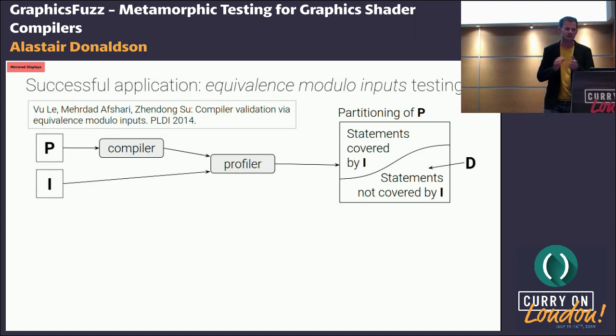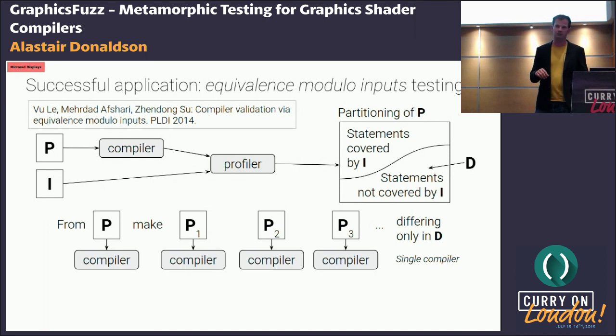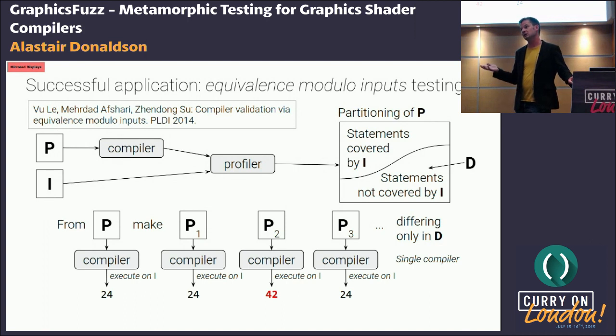So if we call the statements that are not covered by I D for dead, so they're not globally dead, they're dead with respect to I, can't reach them. We can then do something quite neat, which is from the program P, we can make a whole load of programs, P1, P2, P3, P4, as many as we wish, by messing around with D. We could, for example, delete some statements from D, or inject some new code there, or apply some mutation operators to the statements in D. And if we compile all those programs and run them all on the same input I, they should all yield the same result, because I doesn't touch D, so changing D should not affect the results on I.